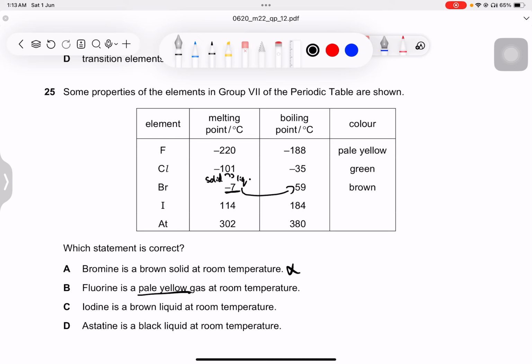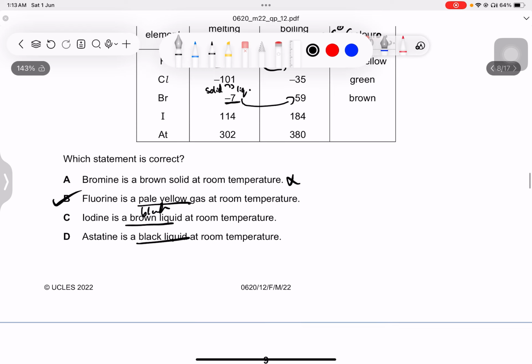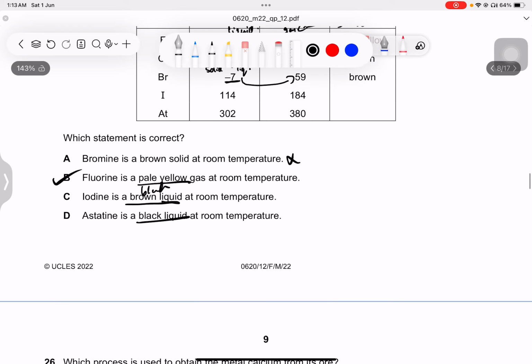Fluorine is a pale yellow gas. This is true at room temperature because at -220 it became a liquid, and up until the boiling point, which is below room temperature, it became a gas. After this, it will stay a gas even if we heat it to 100 degrees. So at room temperature, it is still a gas. Iodine is black, not brown. Astatine is not a liquid, it is a solid, and similarly, iodine is also a solid.